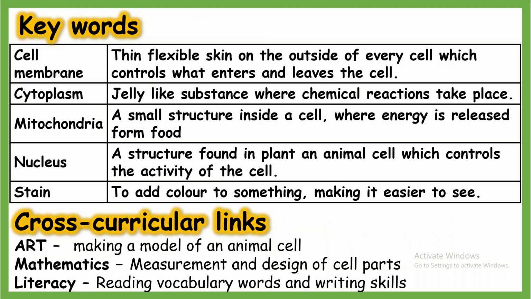The key words in this lesson will be cell membrane. Now, cell membrane is the outer border of the animal cell. It protects the cell from the external environment. Cytoplasm. Cytoplasm is a jelly-like structure inside the cell where all other components of the cell float. Mitochondria. It is also called the powerhouse of a cell. Mitochondria releases the energy which can be used by the cell to perform different activities.